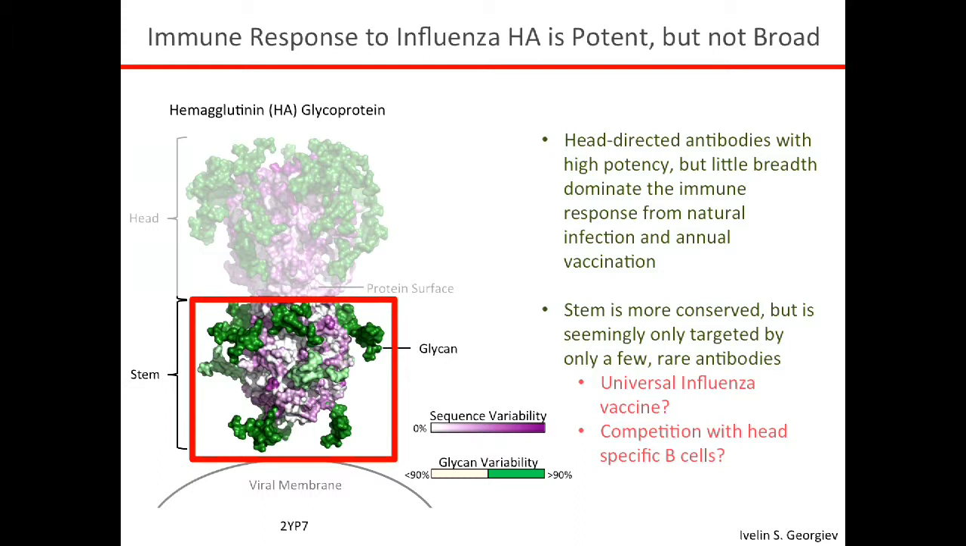If we can work out how to boost antibodies directed towards the stem, this would make up a universal influenza vaccine. So rather than getting vaccinated every year, we would just get vaccinated once. However, there is a competition for the B cells, a competition with head-specific B cells, and I'll go into that a little bit later.